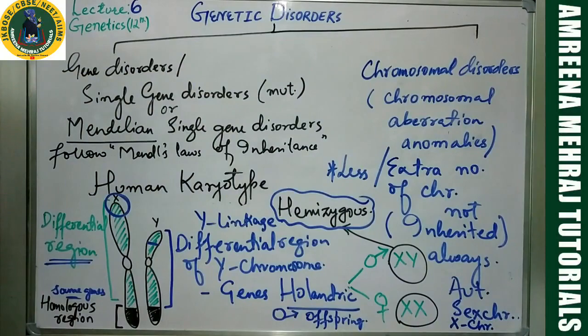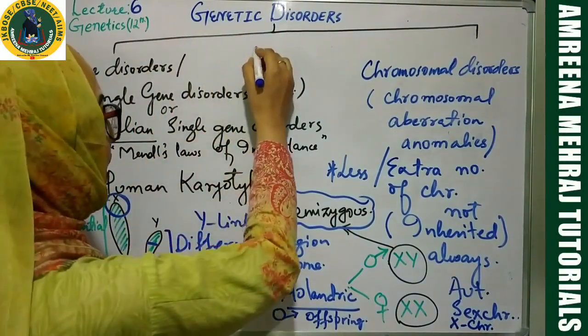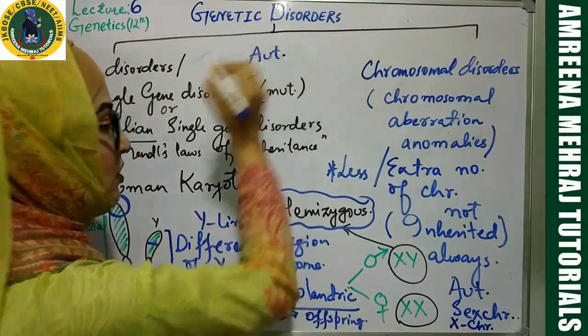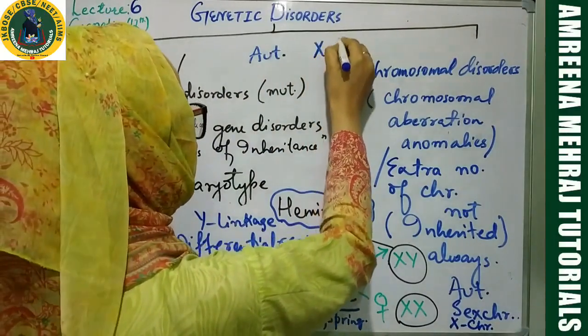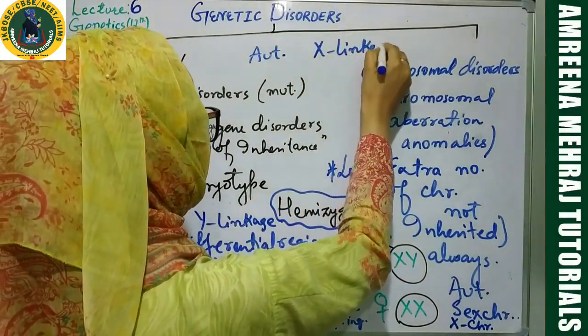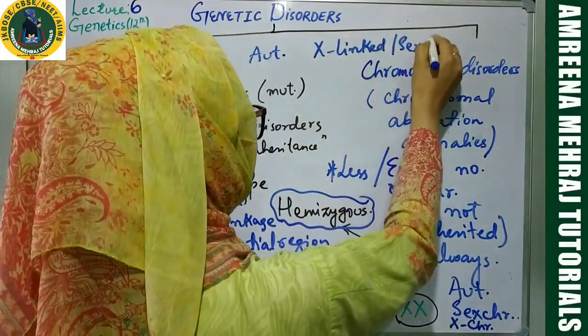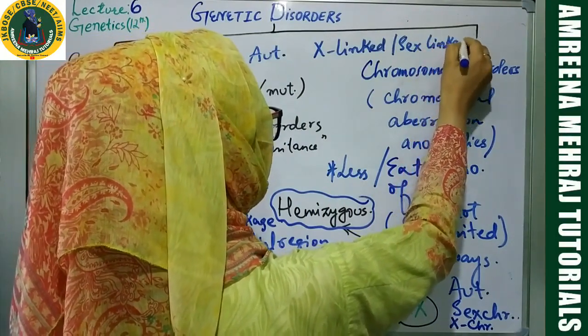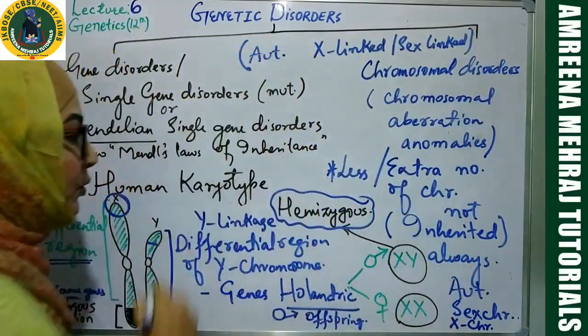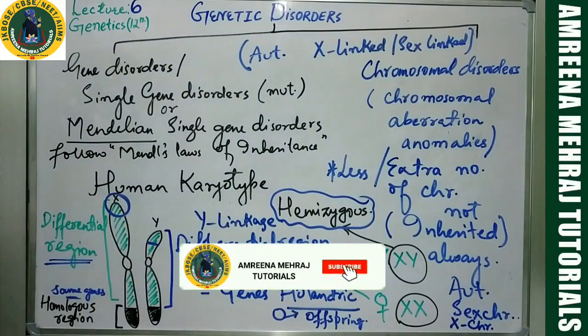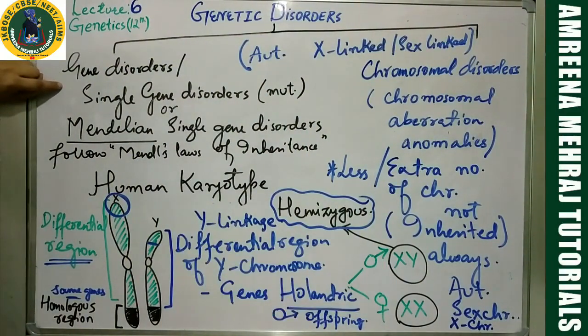So we have brought two categories of genetic disorders now. Some will be autosomal disorders, some will be X-linked, or we say sex-linked disorders. So you got two broad types. Now let us go further deep. Why am I not directly going to the classification? Because you need to have one more piece of information before starting.